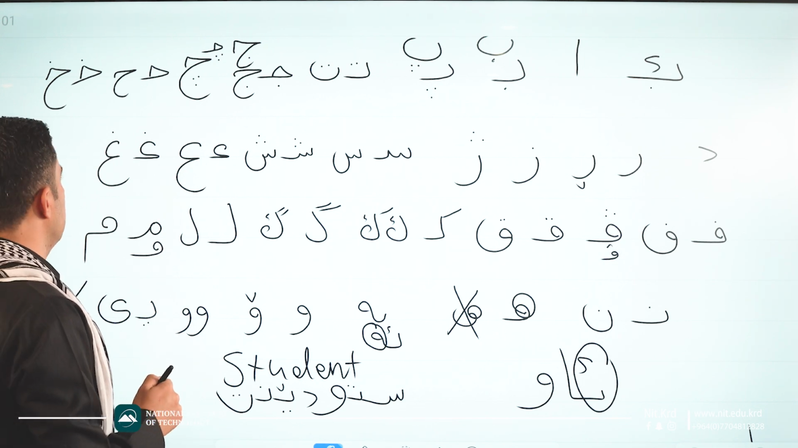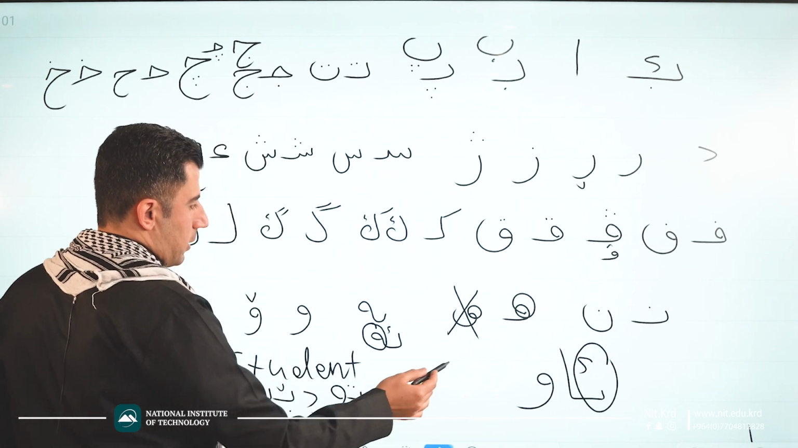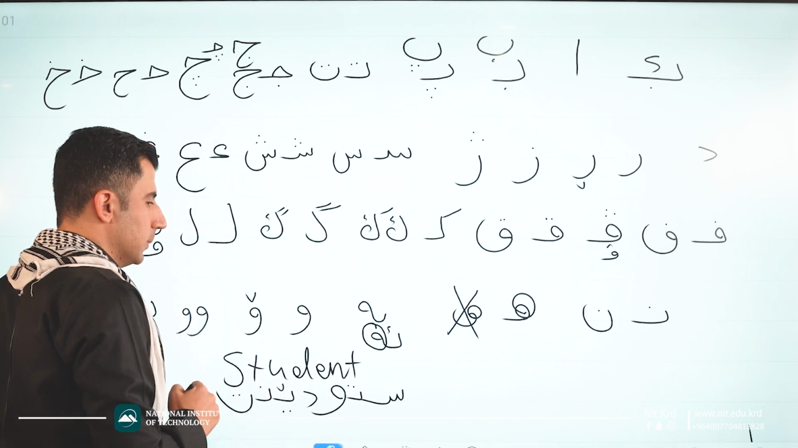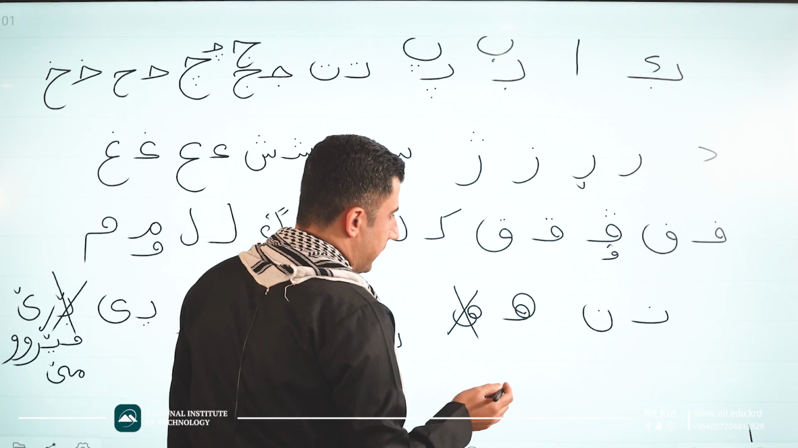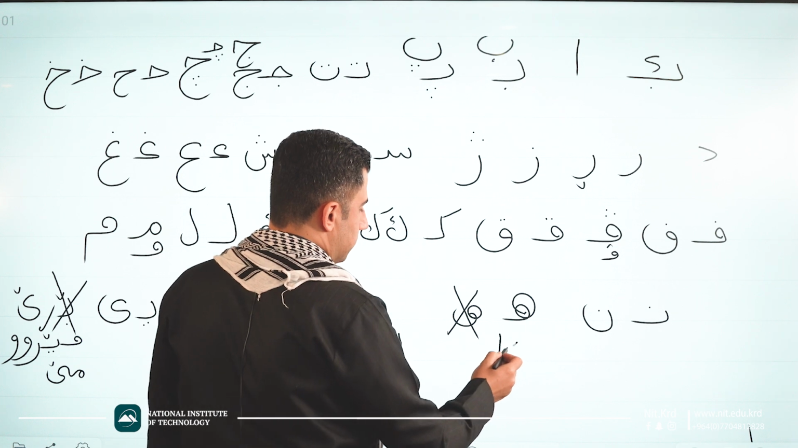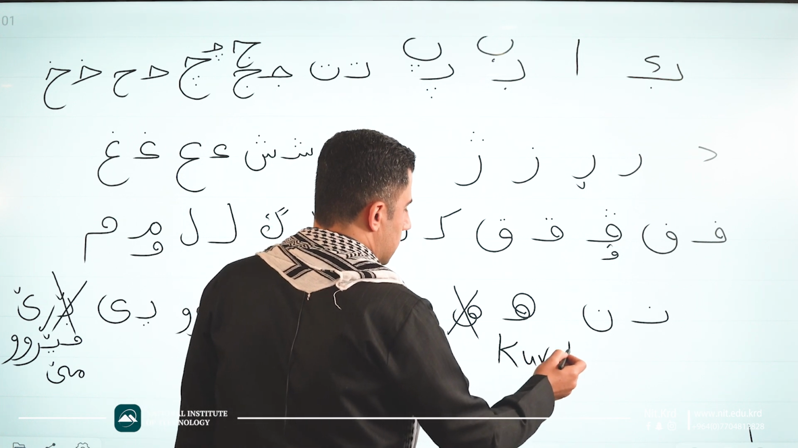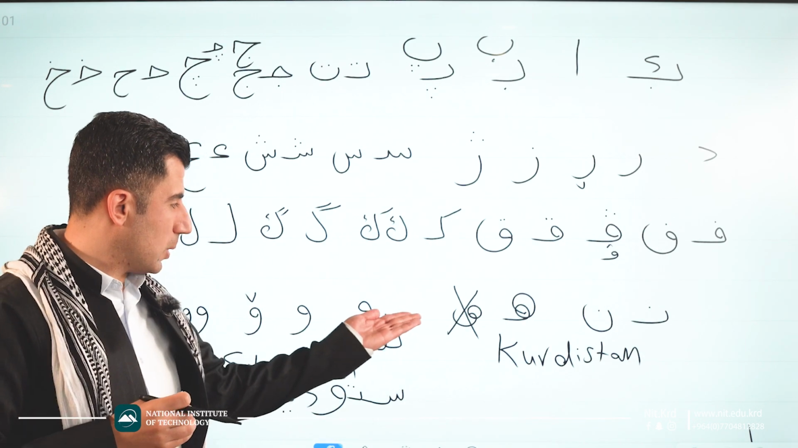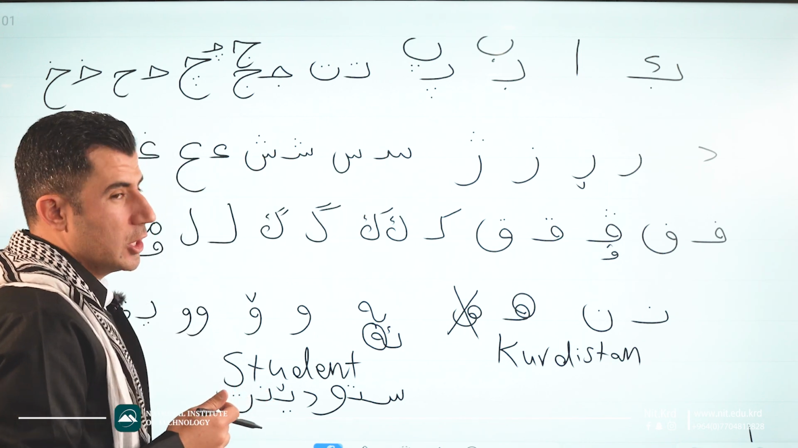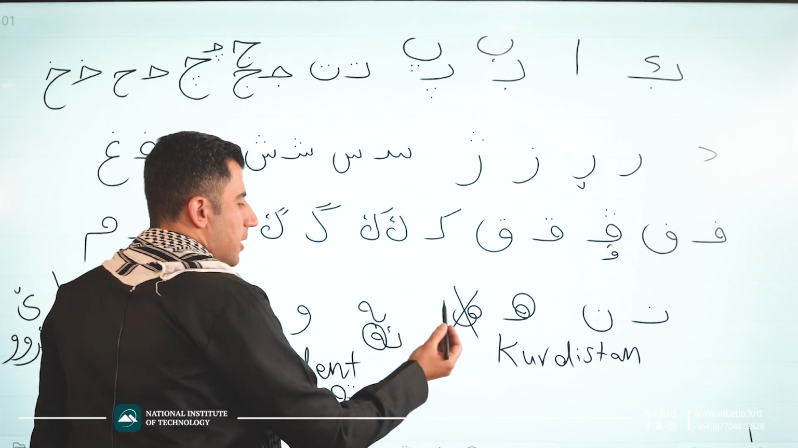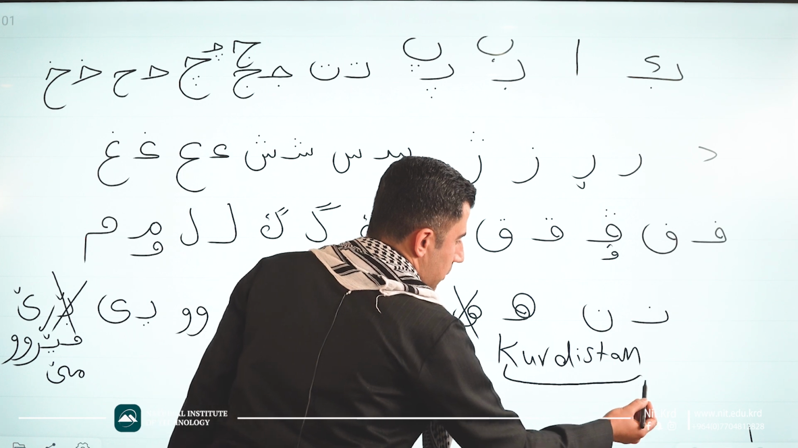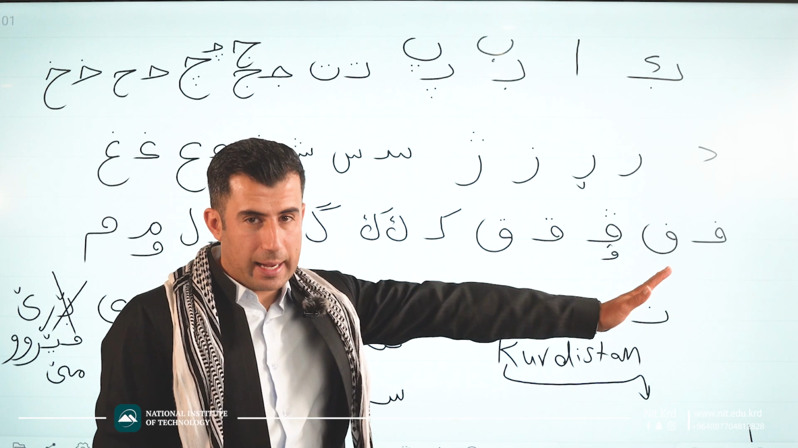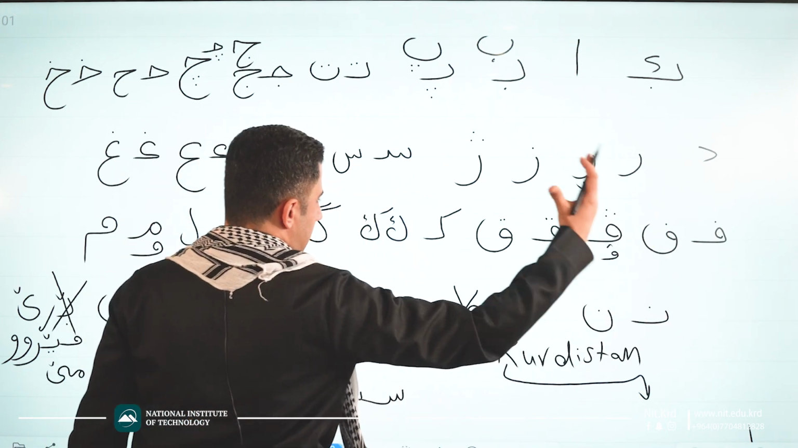Okay? Another one. Let me clean part of it. Then we have to write down, for example, Kurdistan. Good. Let us write this by using Kurdish letters. The first one is k. We have to go in the other direction because English is from left to right and Kurdish is from right to left.